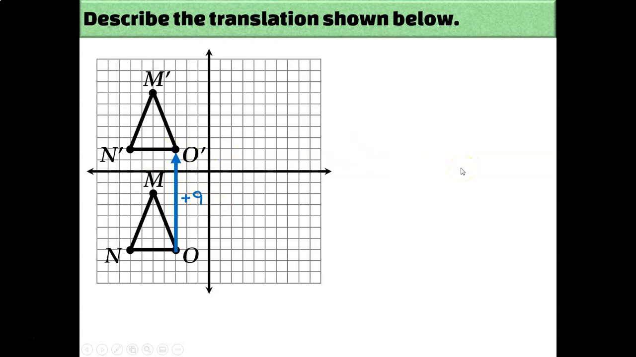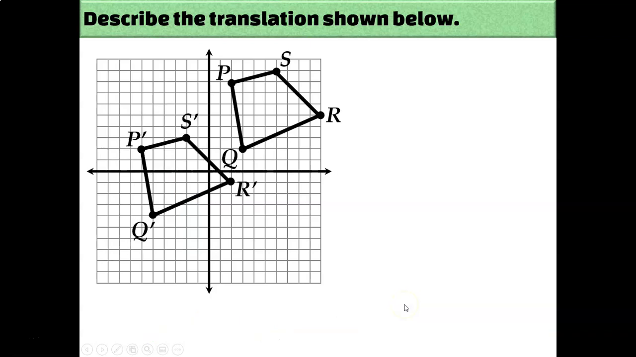So to write the rule for this transformation, I'm going to write x, y, arrow to the right, and then x, comma, y plus 9. I'm not going to add anything or subtract anything from x because I didn't move left or right at all to get to my image. The only thing I did was move up 9 units, and I can express that by putting y plus 9.